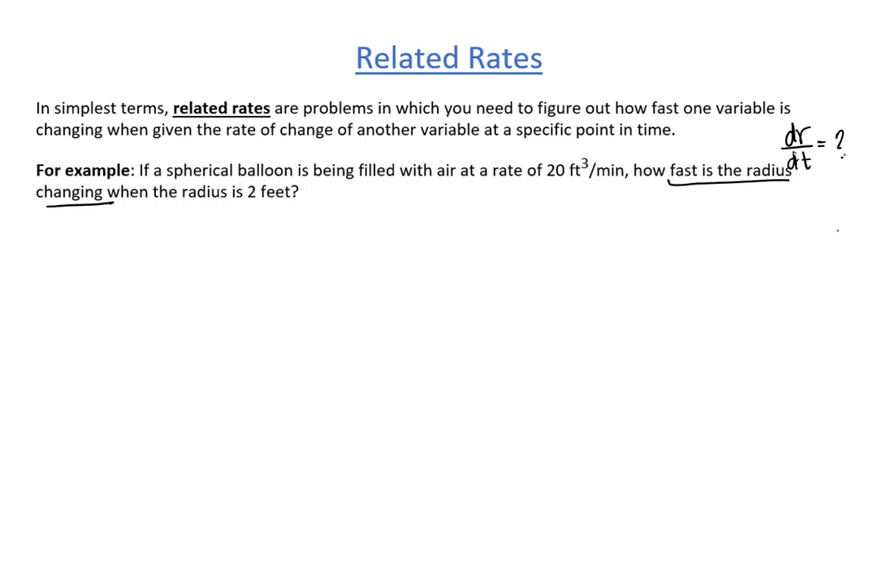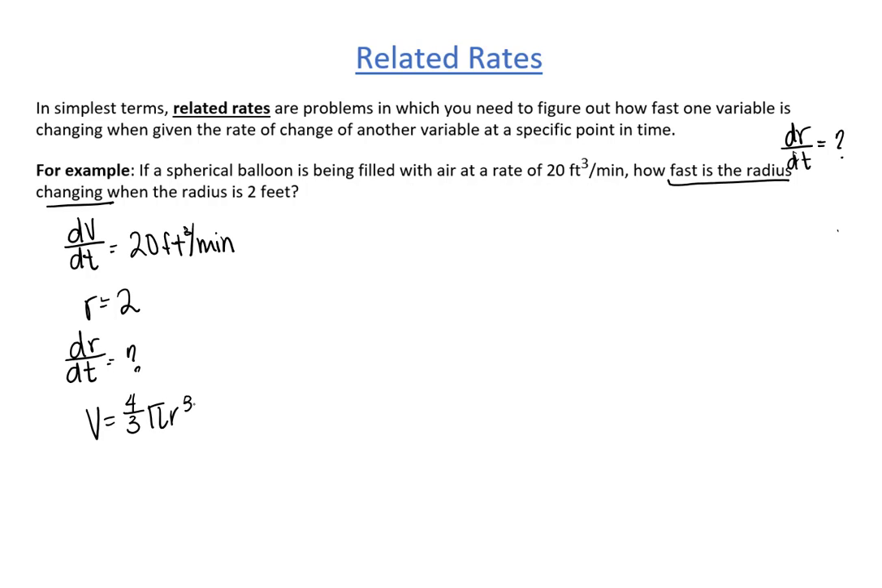So I always set up what I know and what I'm looking for. So I know that dv over dt is 20 cubic feet per minute. I know that the radius is 2. I know that I'm looking for dr over dt. And I know that the balloon is a sphere. So I also know that the volume formula is going to be 4/3 pi r cubed. So let's get this going.